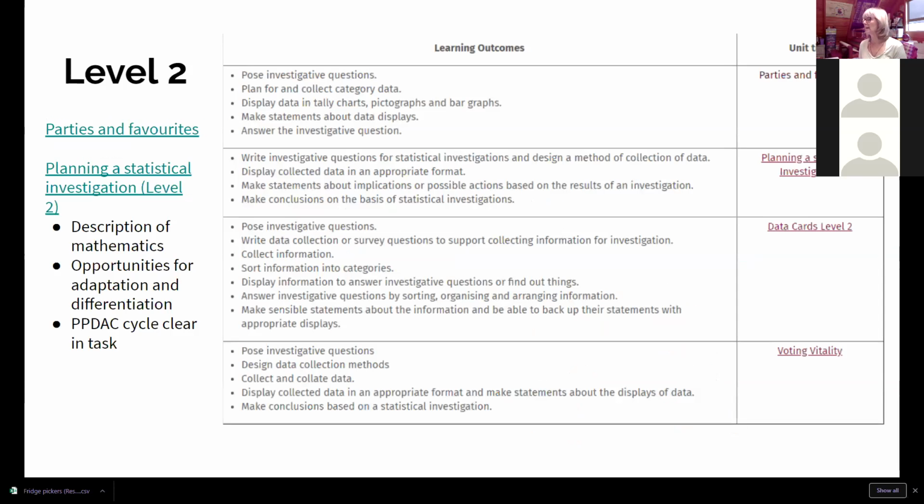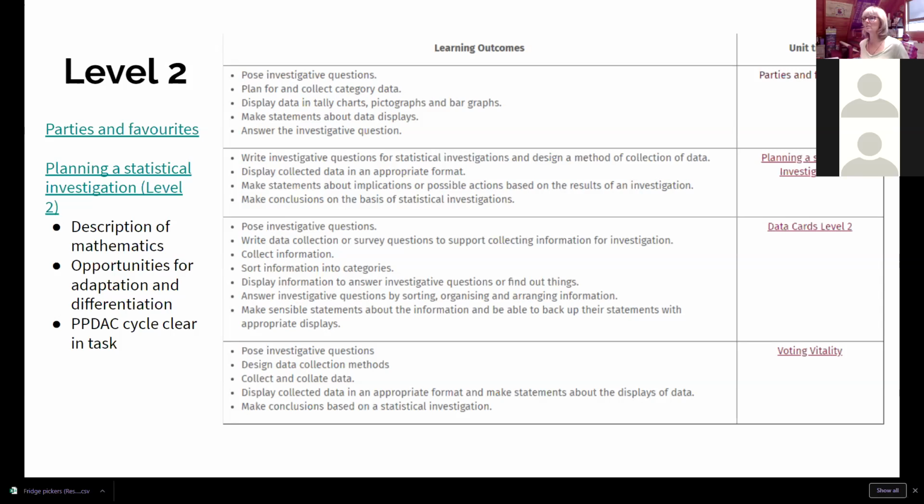Level 2, I've got 4 big ones here that I've done quite a bit of work on, and I'm going to have a quick look at both of these and just show you how the descriptions of the mathematics has been updated, but also all of the updated activities on nzmaths, not just the stats ones, but the number and algebra and geometry and measurement, have got opportunities for adaptation and differentiation, and I'll show you that quickly. And then within these 2 in particular, the PPDAC cycle is really clear in the task to help teachers.